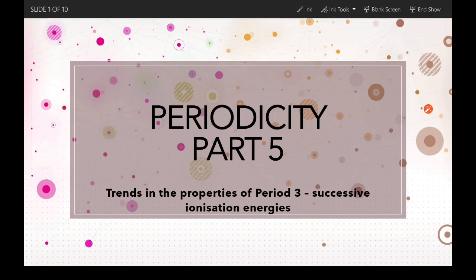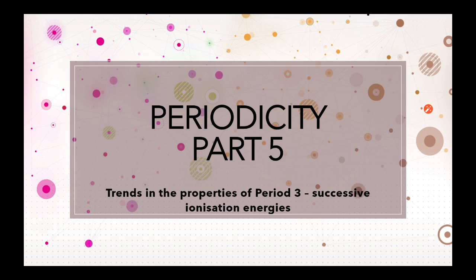Hello everyone. This is a Brucey bonus edition of Periodicity, part 5. Normally we would cover this topic as part of atomic structure, when looking at evidence for electronic orbitals. Today we are going to look at successive ionisation energies, along the lines of what we're doing in periodicity in terms of the properties of period 3. So we'll make a start on this one.